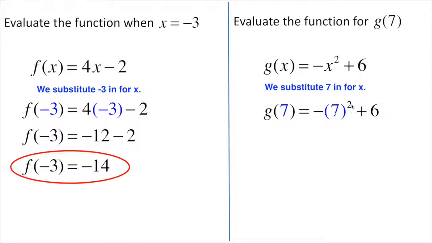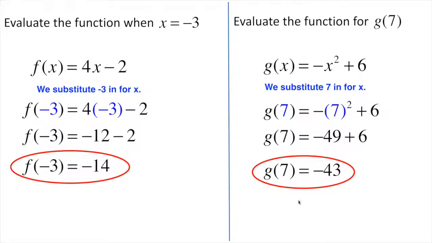Well, we know that 7 squared is 49. Times a negative would be -49. So we've got -49 plus 6 would give us -43. So g of 7 is -43. So our answer on this one is -43.